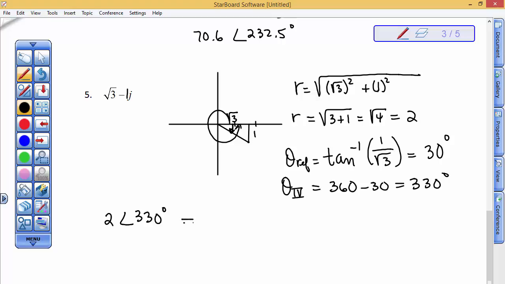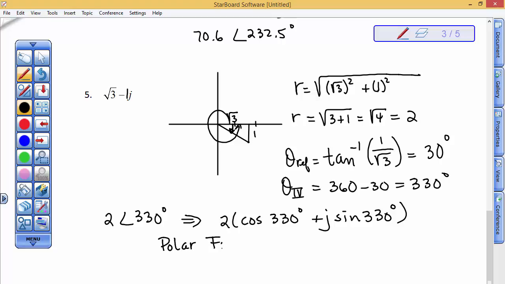Again, this is called the polar form of a complex number. Remember, this is called the rectangular form. So it's like English and Spanish. It's just a different form, a different language.